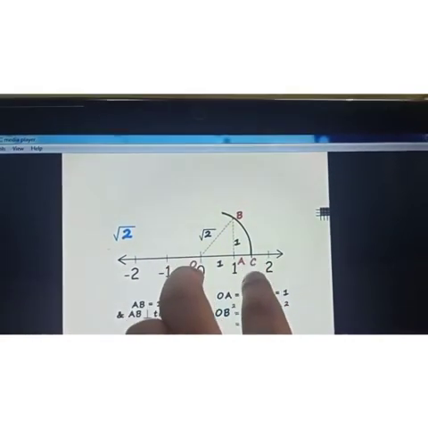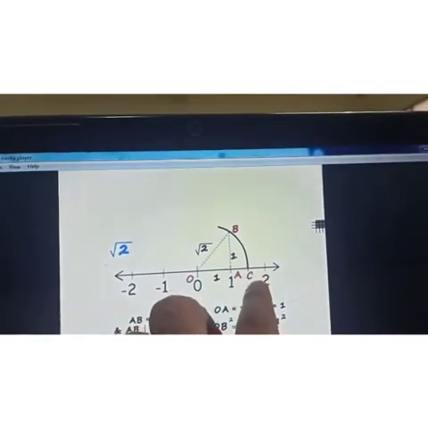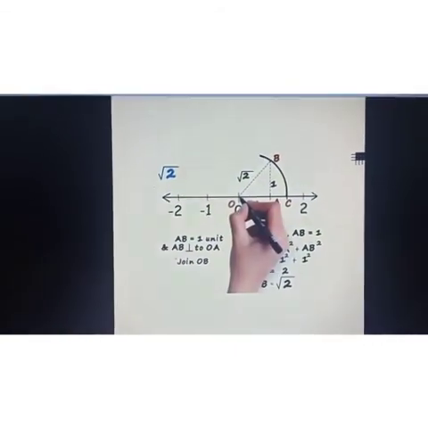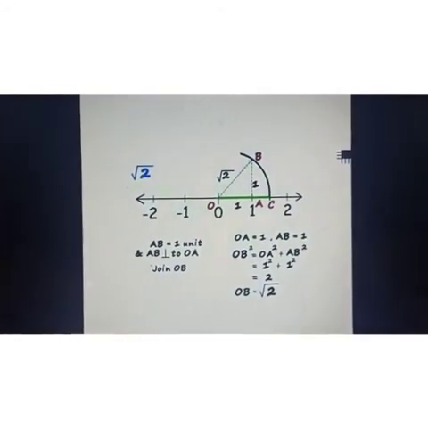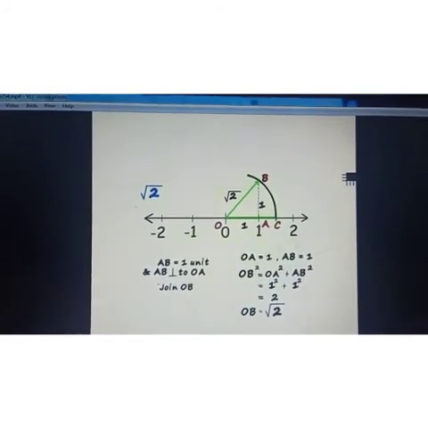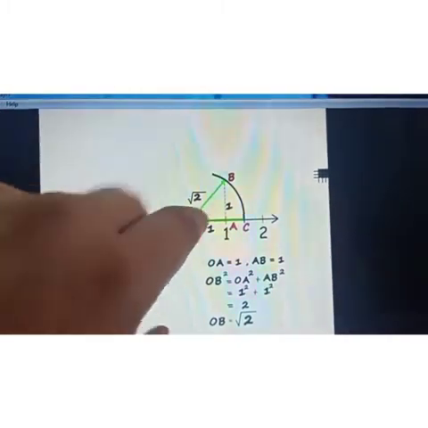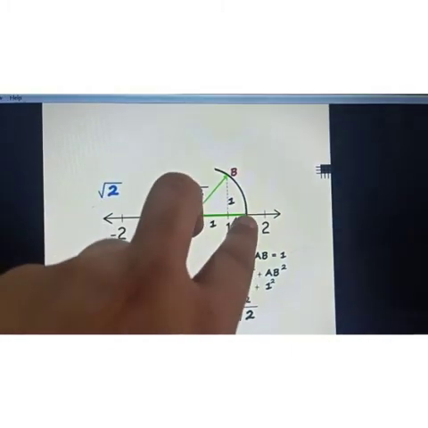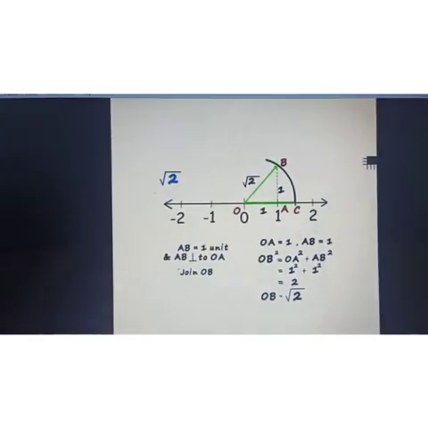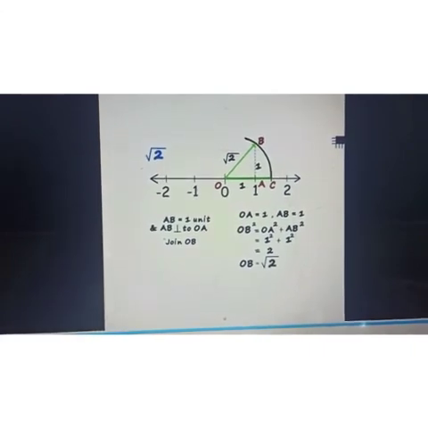So OC represents the value of root 2. Here the root 2 position is on the number line. This is how we can represent it. This green segment is represented by OC, and the lengths of OC and OB are equal because they are both radii. The length of OB is root 2, so the length of OC is also root 2. Understood? In a similar manner we can represent root 3 also, which we will see in the next video.